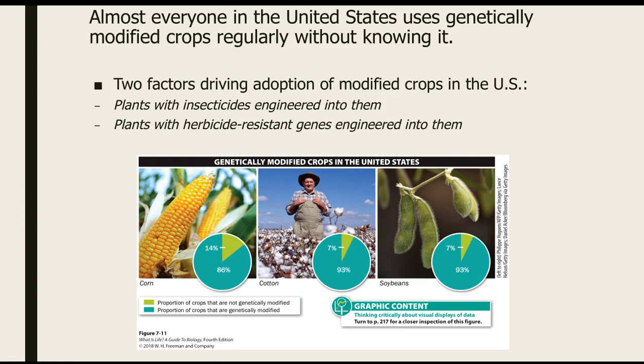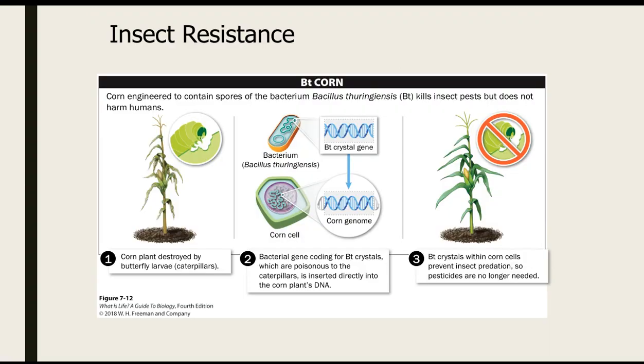So what kinds of things are happening with these genetically modified crops? How are they being genetically modified? The basics are two things. They either have insecticides engineered into them, literally things that kill insects built into the crops, or they have herbicide resistance built into them. And again, remember that herbicides are things that kill plants. So we'll talk about that a little bit more. But let's start out here with insecticide or insect resistance.